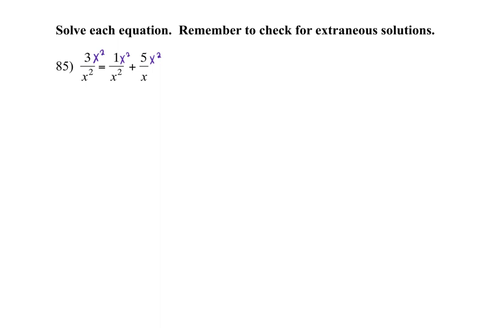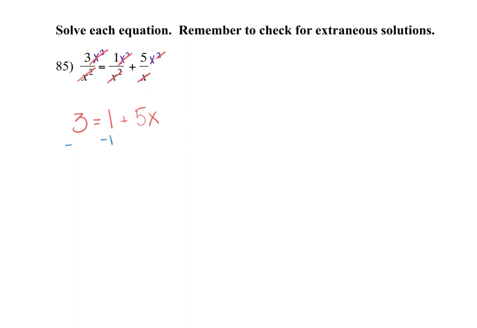Which means the first group, well, the x squareds can cancel. I have just a 3. The second group, the x squareds can cancel. I have just a 1. The last group, only one of my x's will cancel. I have 5x. That is much easier to solve than the first one, right? I have made this easier by getting rid of my denominators.